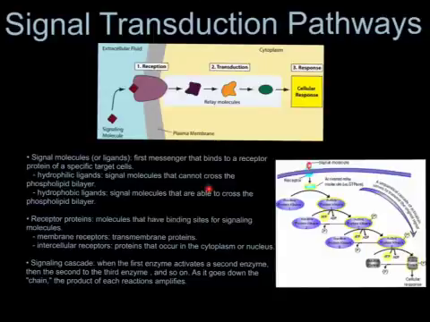The receptor proteins are molecules that have binding sites for the signaling molecules. And there are two different types as well. One is the membrane receptors, which are the transmembrane proteins, and the intracellular receptors, basically proteins that occur in the cytoplasm or the nucleus.